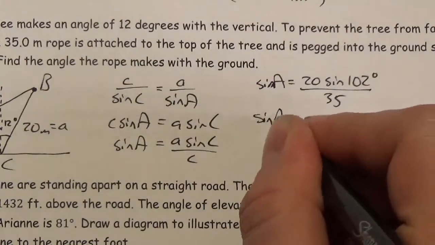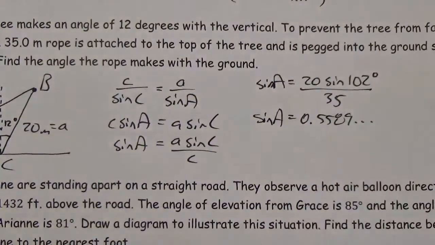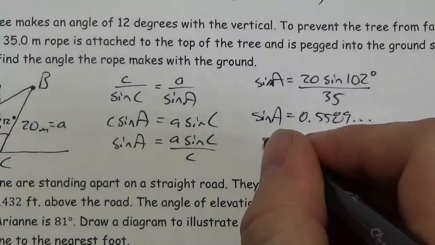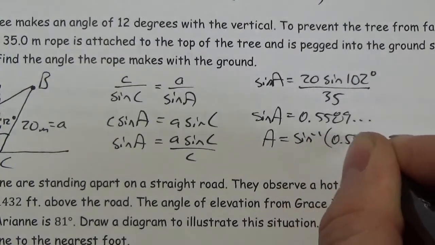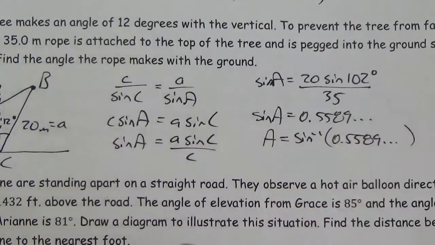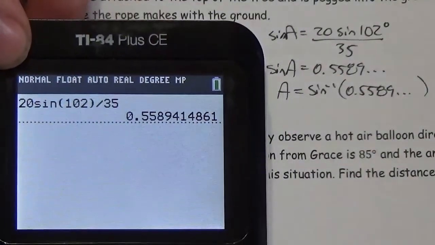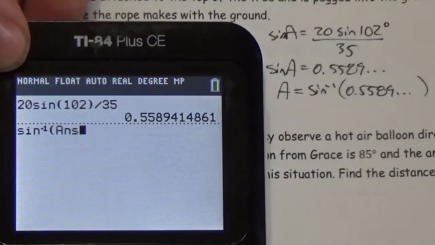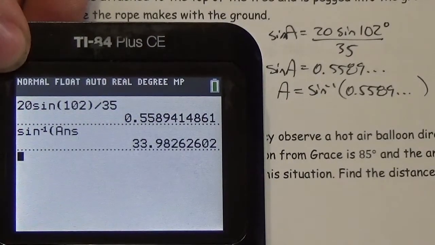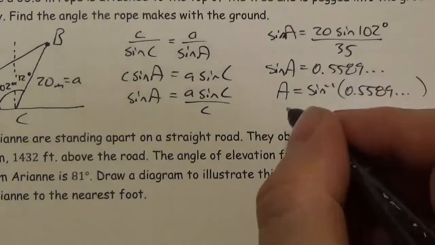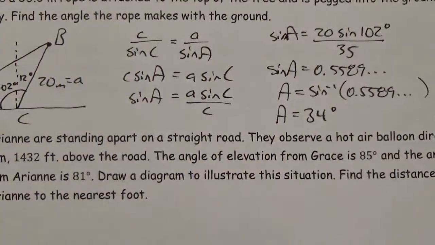So the sine of A is going to be 0.5589, and it's going to go on and on. I'm going to use the whole decimal here. So angle A will be the inverse sine of 0.5589. I go to my calculator. I've already got that number in there, so second sine of that answer, and rounded to the nearest degree, that's going to be 34 degrees. So that angle would be 34 degrees.